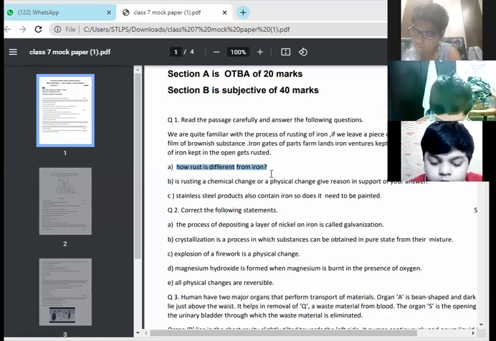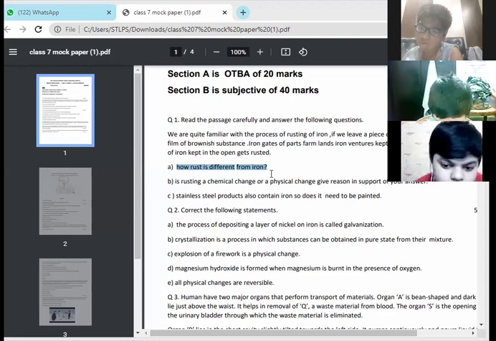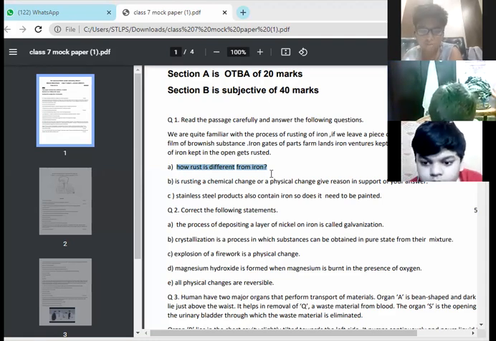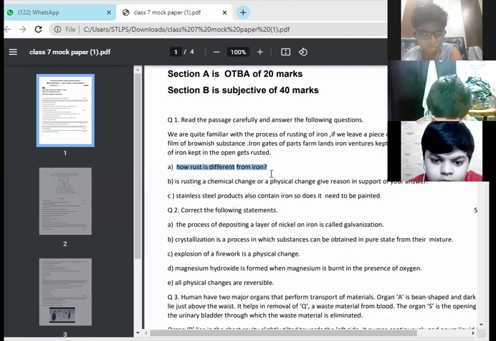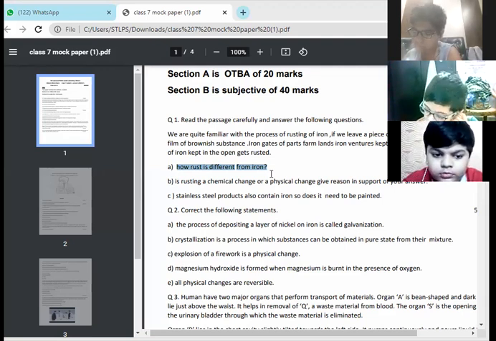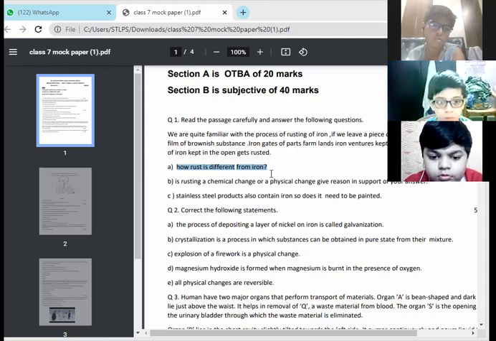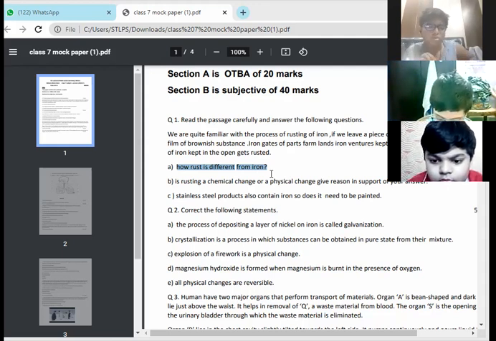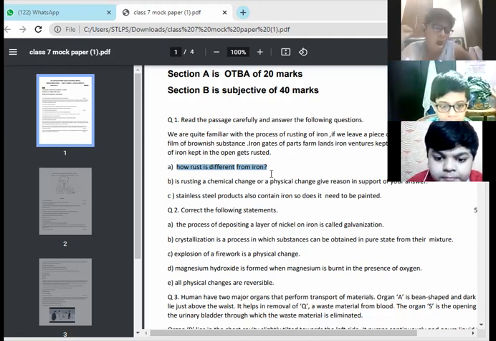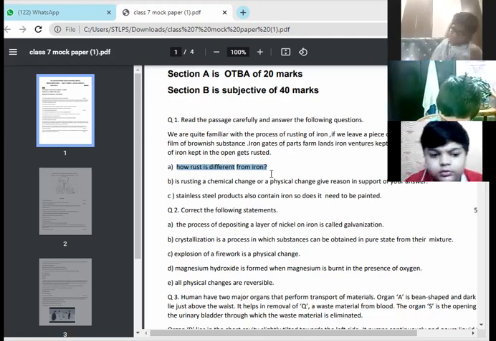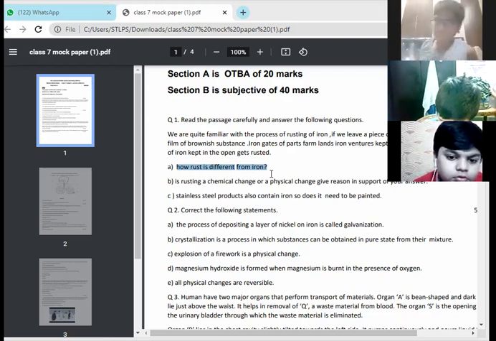Tanvi, can I have the answer for the same question? Rust is a film of brownish substance that forms on top of iron when it is left out in the open for a while. Yes, very good. So iron is a simple metal, and rust is a brownish layer deposited on the iron when it is kept in the open. So it's a very simple difference, and it's 1 mark. You have to write this much only. Don't write in detail.